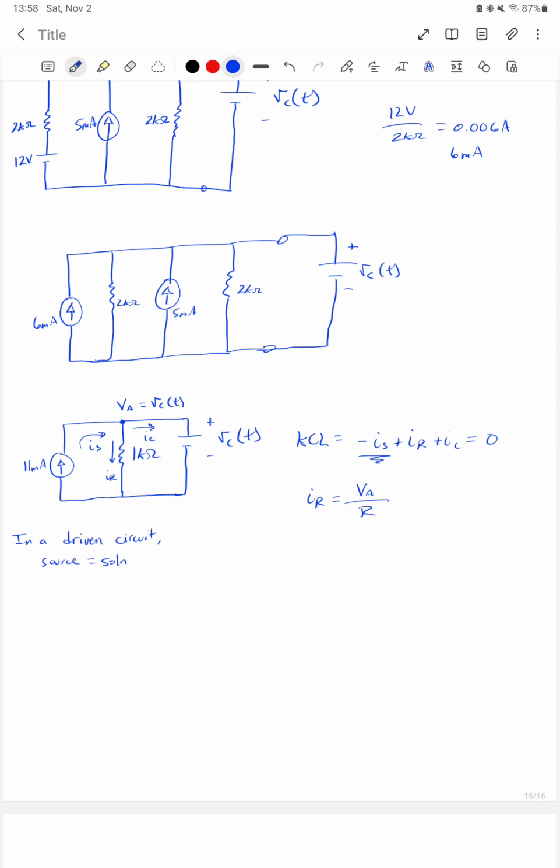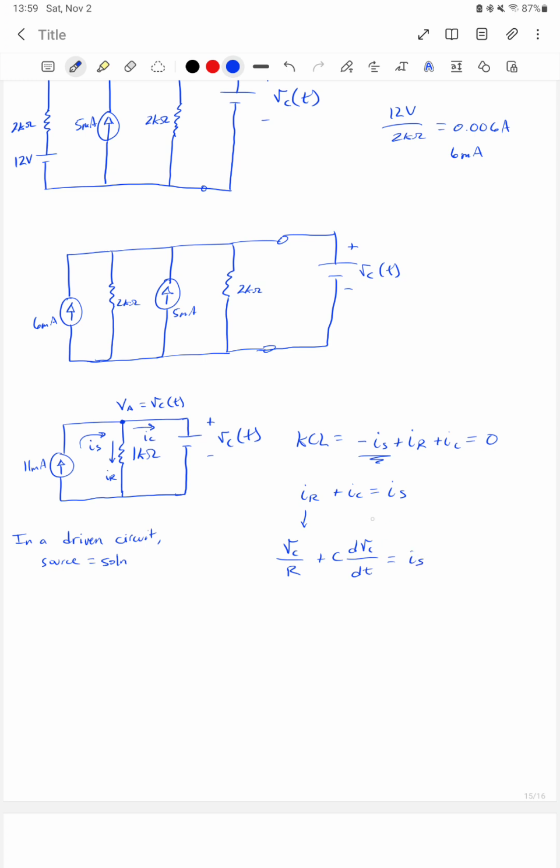That's just deriving the current from the voltages and the resistance value. So we can rewrite this as IR plus IC, and IC is equal to IS. Now we can bring this down and say VC over R plus, and what is your IC again? It's C dVC over dt, right? And that is equal to IS. Okay, this looks pretty good.